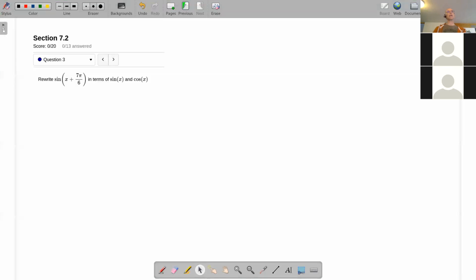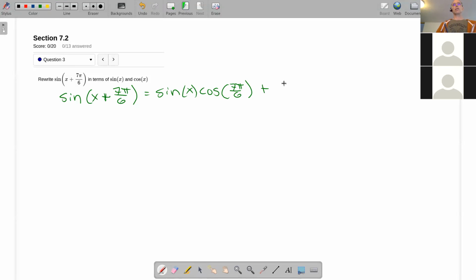So here I have a sine and an angle sum. I'm going to use the angle sum formula to rewrite this. So the sine of x plus 7 pi over 6 is equal to, the sine always starts with the sine of the first angle, then switches to cosine of the second angle. Sine gets this sign right, so it's a plus next, and then it switches to cosine of the first angle, sine of the second angle.